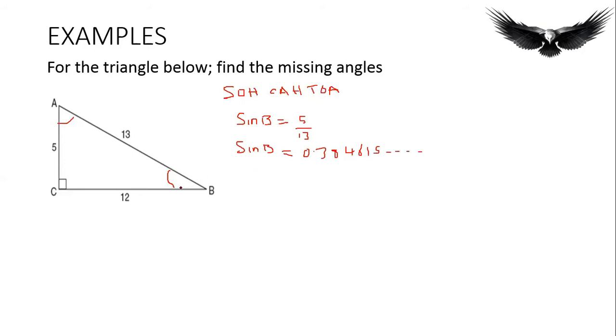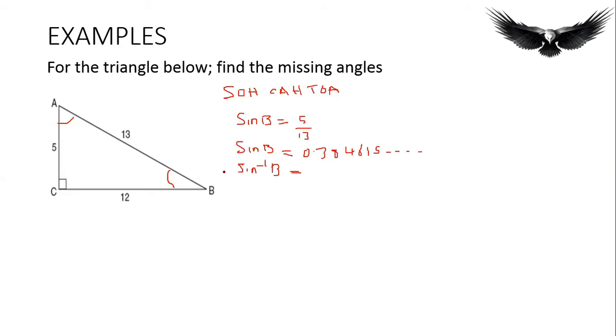Now, remember, we are finding an angle. So in order for you to find an angle, from here, you are going to the next step, which is going to say sine inverse. You have to find the sine inverse of what? Of B. So sine inverse of B is equal to, then you are going to your calculator, okay?